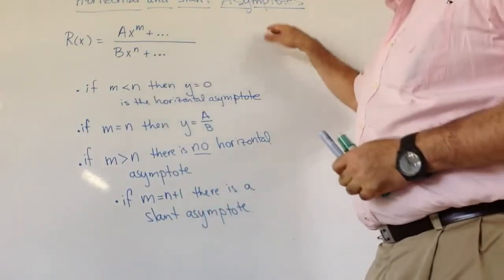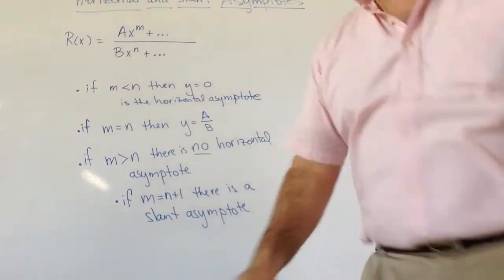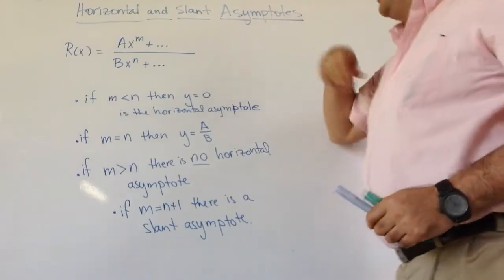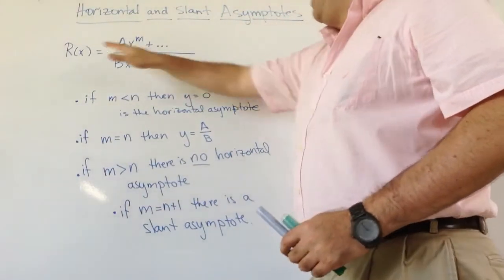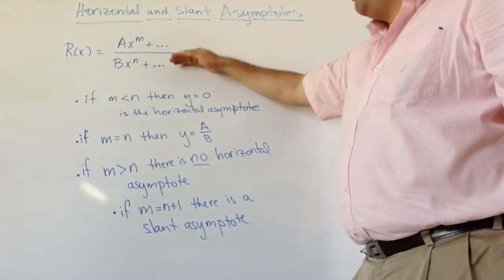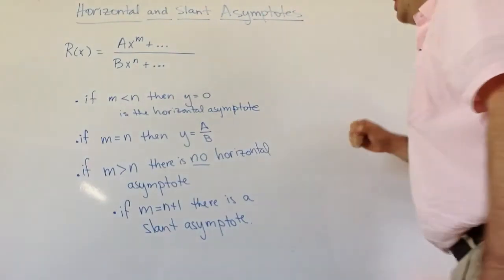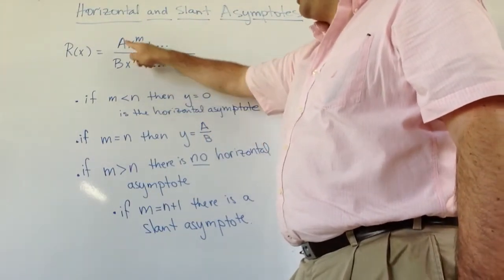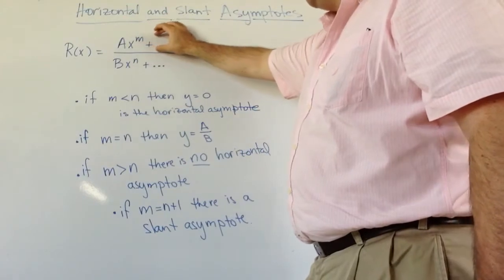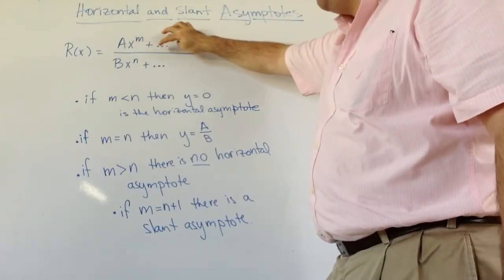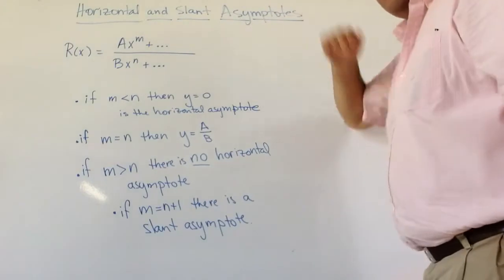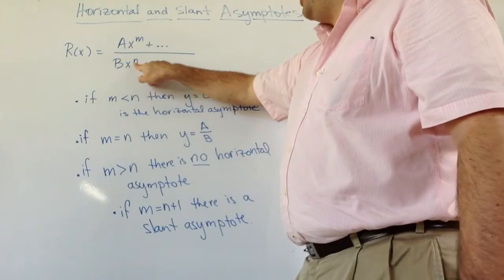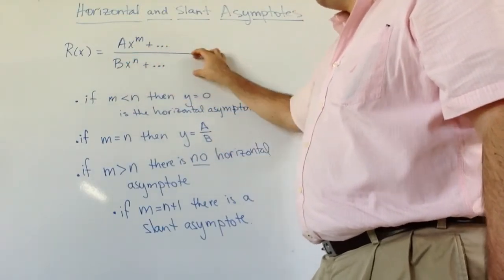Good morning. So we're going to see about horizontal and slant asymptotes of rational functions. Let's say we have a rational function, a polynomial divided by another polynomial. The first polynomial, the numerator, has degree m and leading coefficient a. Notice that it's written in standard form. And the denominator has degree n and leading coefficient b.